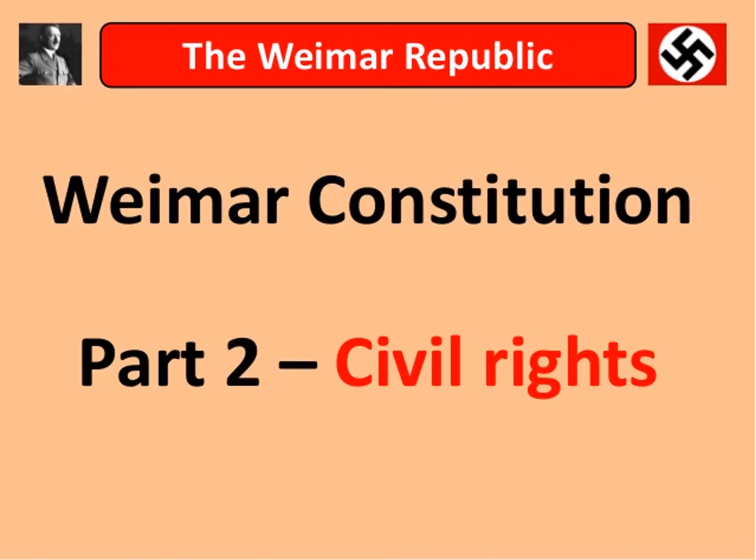So that's the information about part 1. We're now moving on to look at part 2 and thinking about the civil rights that were available in the Weimar Constitution for the German people. So again with this one, just put part 2 as your heading and civil rights, and then we'll look for information from there.